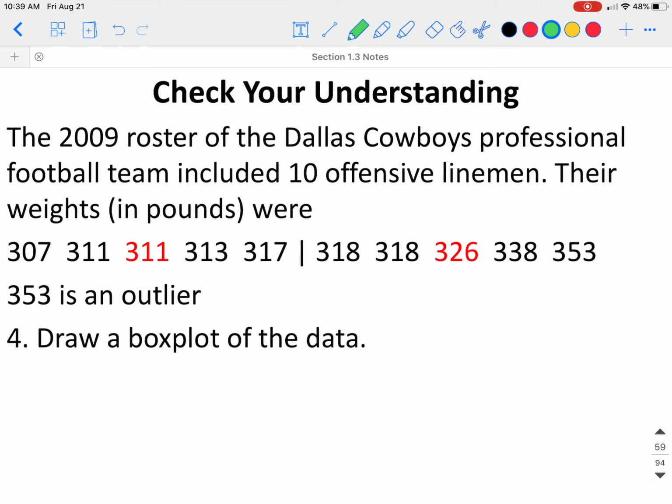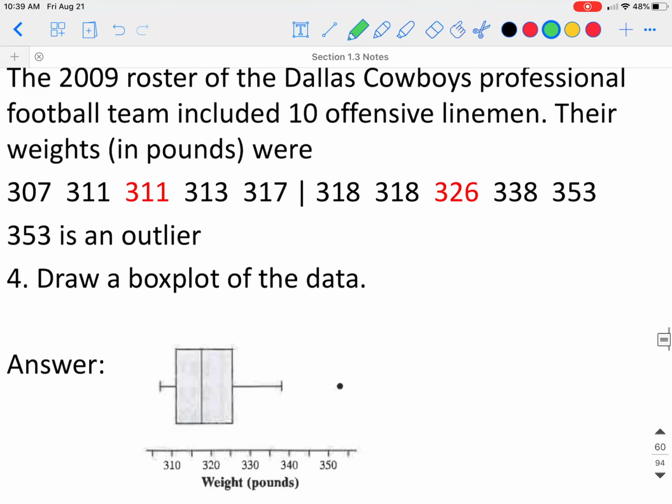Now we need to draw a box plot of this data. To do this, the first thing you do is make your number line, your horizontal axis. Then you would put your box from your Q1 up to your Q3. You put a line where your median is. Since we do have an outlier, we are just going to put a dot where that outlier is. Our whisker on the right will just go to the next largest number, which is in this case 338. Since there are no outliers on the left, that will just be our minimum number of 307.